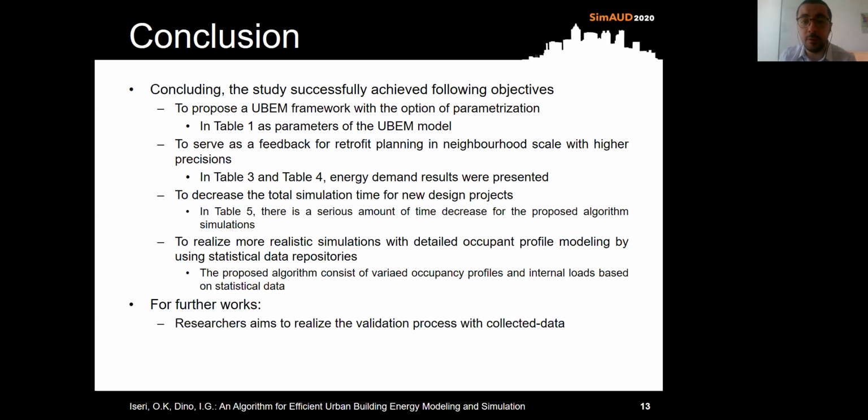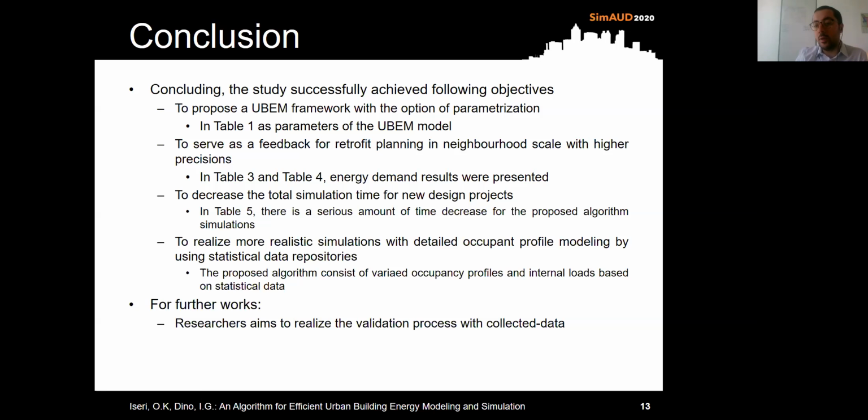In the conclusion, we propose the UBM-AM framework with the optimal option of parameterization. It can be used as a feedback tool for the early design or early phase of retrofit planning. It can decrease the simulation times. For the 5%, it's about 10 times lower, and for the 20%, it's 5 times lower. And we realize that adding occupancy profiles, occupancy-related parameters, increases the accuracy of the models.